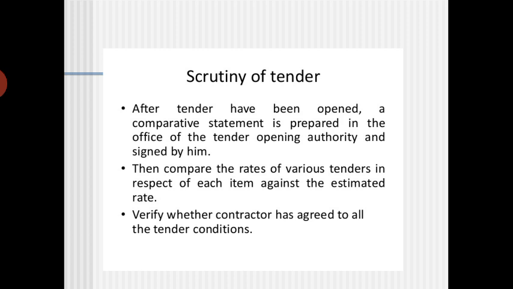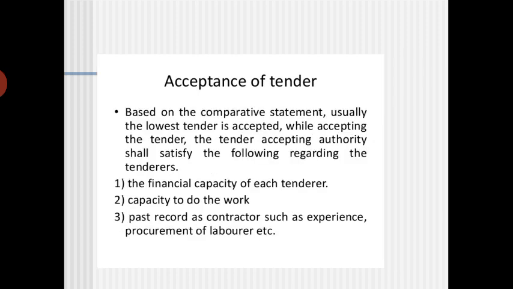But normally it will go to the lower quotation or the lower tendering process, though it may not go that way most of the time. Verify whether the contractor has agreed to all the tendering conditions or not. Acceptance of a tender: based on the comparative statement, usually the lowest tender is accepted. While accepting this tender, the tender accepting authority shall satisfy the following regarding the tenderers: the financial capacity of each tenderer, the capacity to do the work, and the past record of the contractor, such as experience and procurement of labor. These have to be compared.